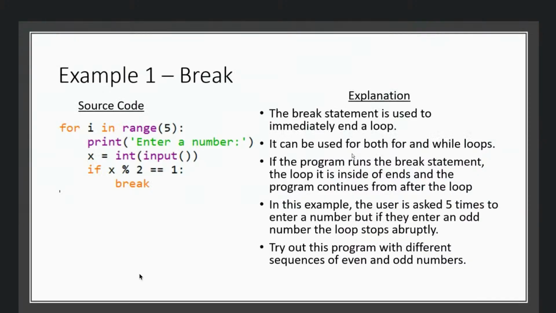So I have this loop. I'm saying for i in range 5, so for the range of 0 to 4, I'm going to ask the user to enter a number. I'm going to say print enter a number. I'm going to say x equals some integer, whatever number we enter. If x divided by 2 equals 1, so if it's an odd number, I'm going to break this loop.